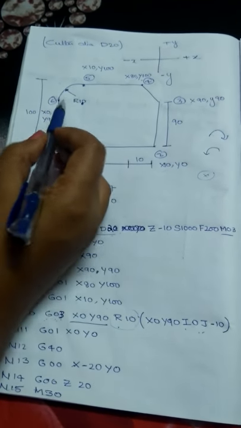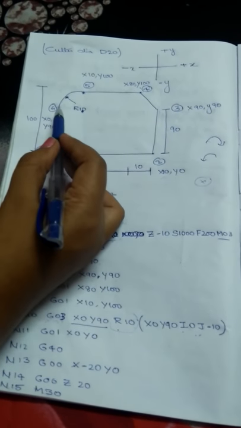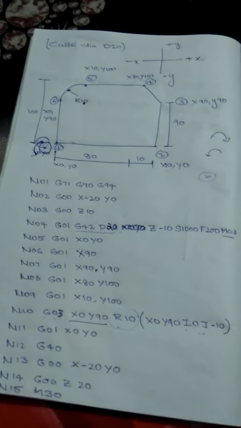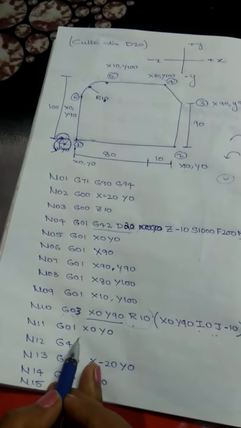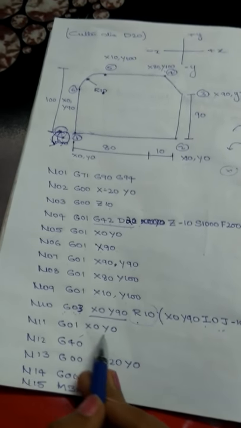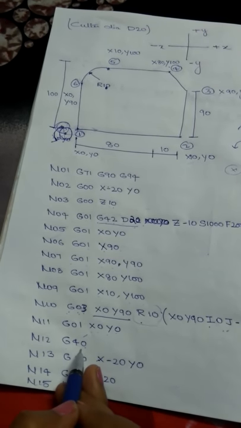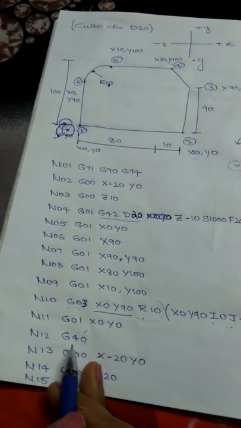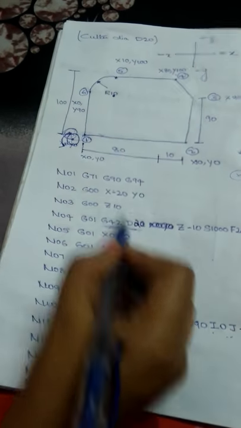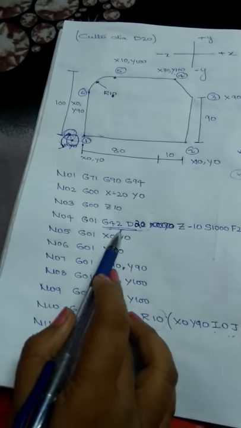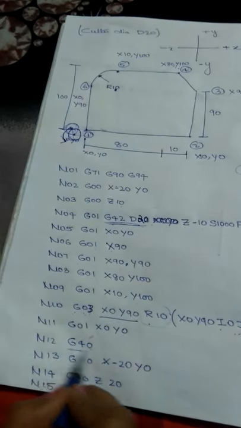Now what we need to do, the tool here is at point 6. Now we need to move it to point 1. So what is point 1? Point 1 is X0, Y0. So I'm using G01, it is a linear interpolation feed, X0, Y0. Now G40. G40 is the code used for cancelling the tool compensation. First we have used the tool compensation here, like the tool is moving with some compensation towards the downward direction, right direction. So we are cancelling that.